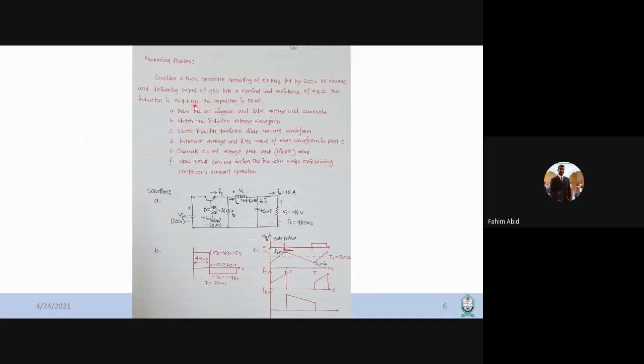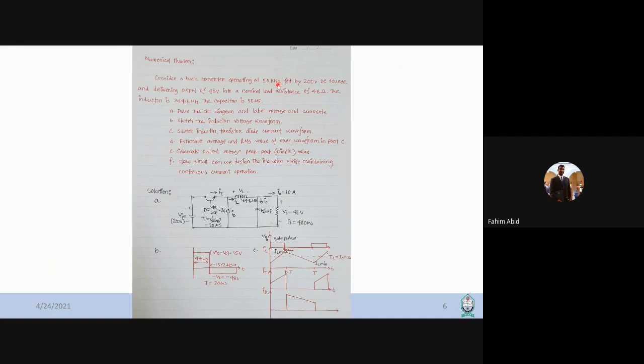Next, we will go to one numerical problem to further understand this subject area. This kind of question, or similar questions, you may expect in the exam. So it says: consider a buck converter operating at 50 kilohertz. So you are given the switching frequency. You can see that it's extremely high.